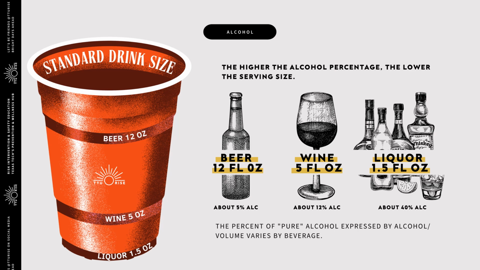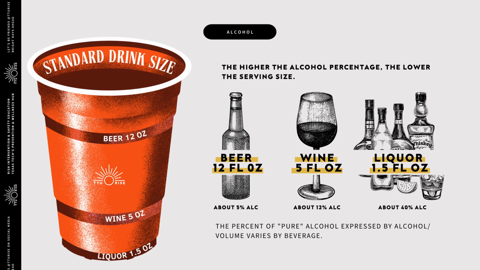So beer is about 12 ounces. This is going to be your typical can, right? It's going to have about 5% alcohol content. Wine is going to be in the middle. It's going to be about 5 ounces. Most wines start at about 12% alcohol content.